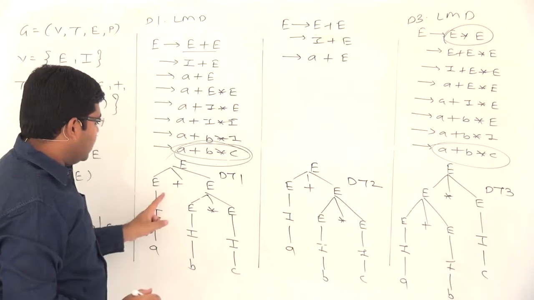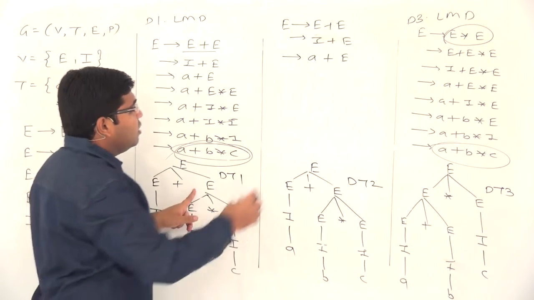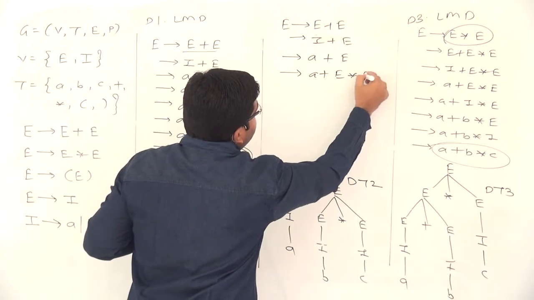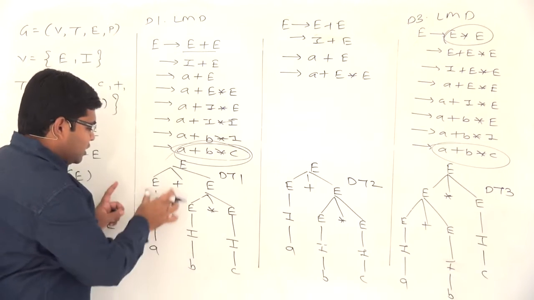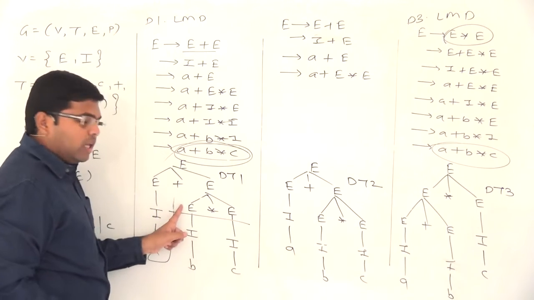Okay, so now let's go to the second variable. We need to replace this variable with E multiplied by E. So next production will be A plus, expand this into E multiplied by E. Now we get this part of the tree. Okay, till this. Now the leftmost variable will be E.